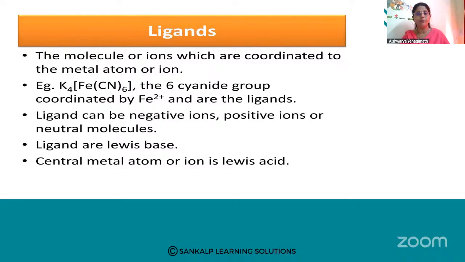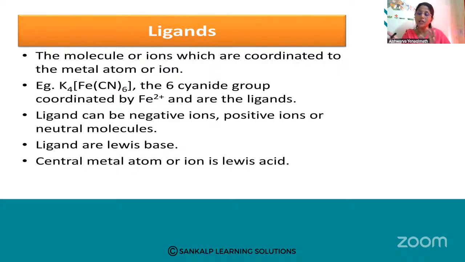So in a complex ion, there is the central metal atom and the ligand. The central metal atom acts as a Lewis acid, because it is taking the electron pair. Actually, it is not accepting; it is being shared by both of them. So we said a coordinate bond is there between the ligand and the central metal atom.